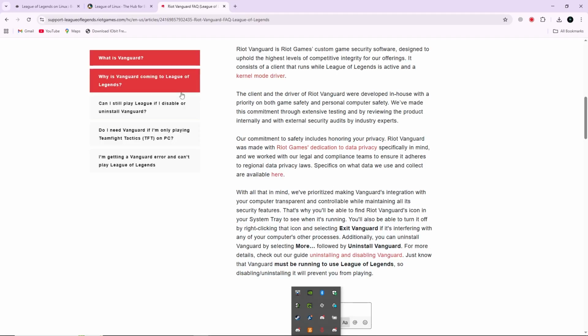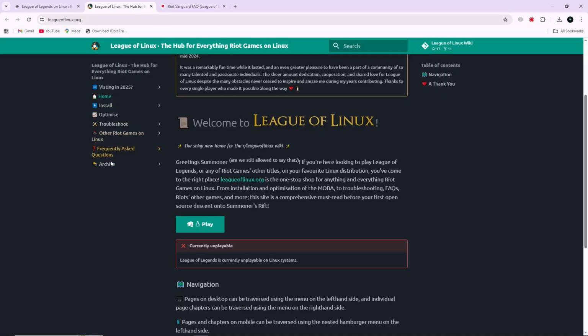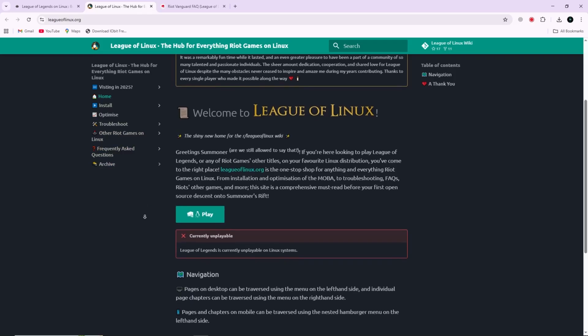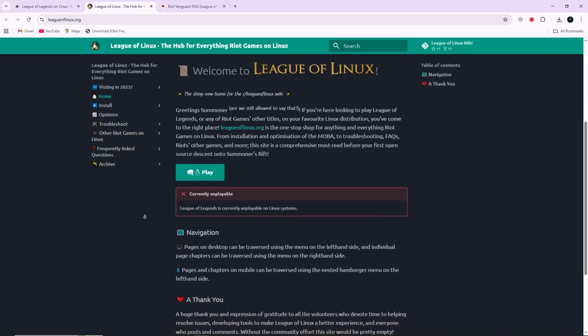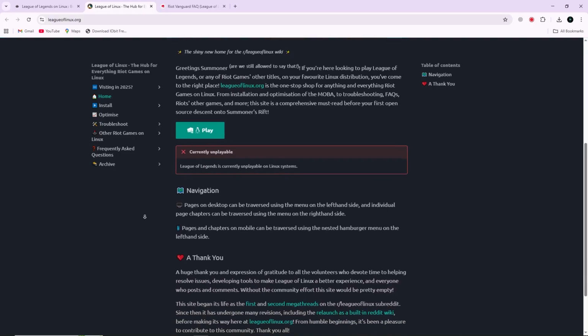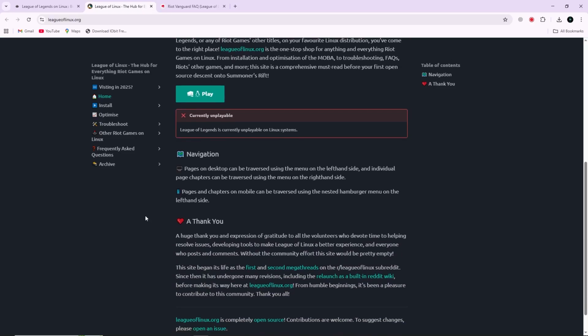The problem is that Linux does not support this kind of kernel-level access in the same way Windows does. Vanguard requires certain permissions and system integrations that Linux cannot provide. So, for now, it is not possible to play League of Legends on Linux like before.